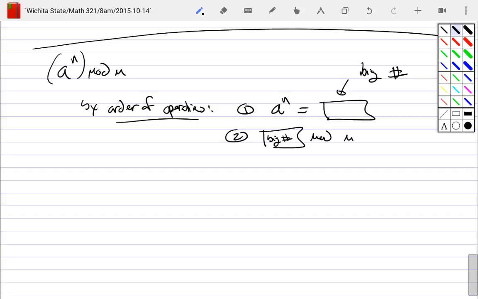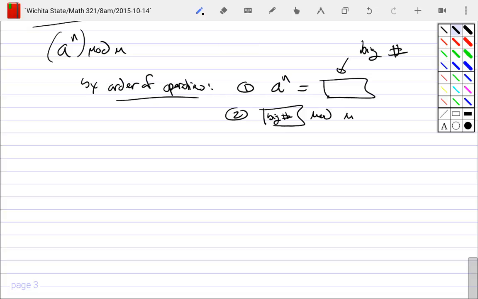All right, creating big numbers is computationally expensive. If you don't have to do it, don't do it. Modulus of very big numbers is very expensive. So no matter what, if you had to do these things by hand, what if I wanted to do something simple, say 2 to the 10th power modulo 11? If I did it by the order of operations, what would we do first? What is 2 to the 10th?